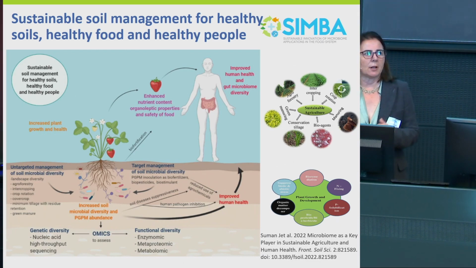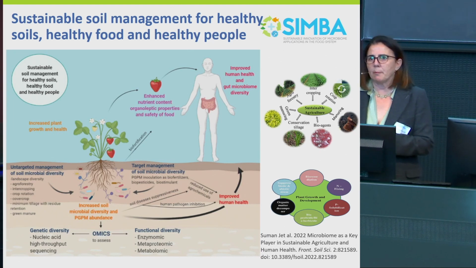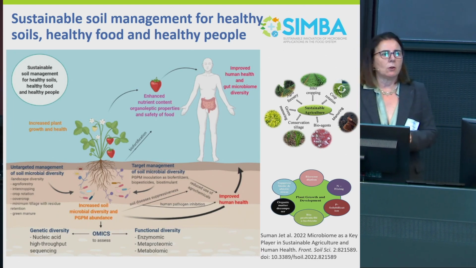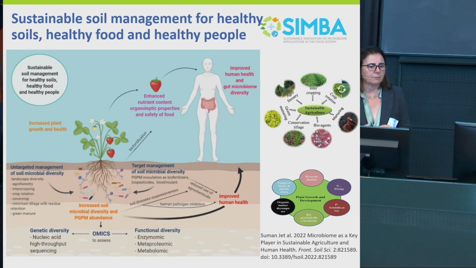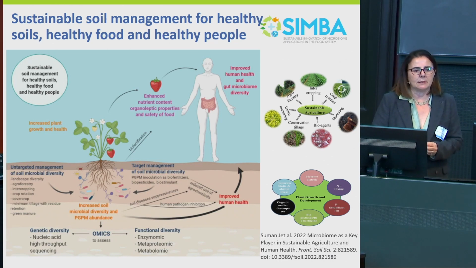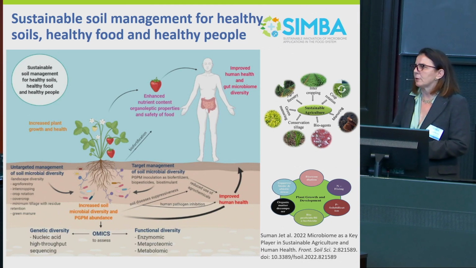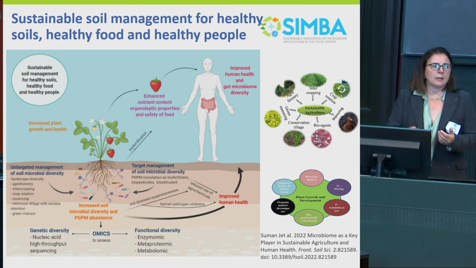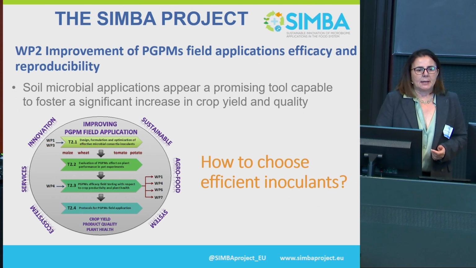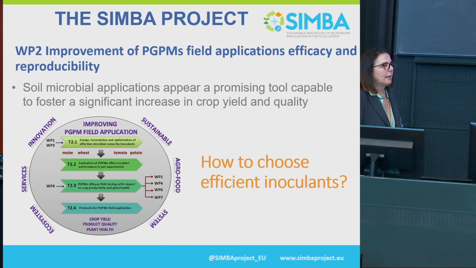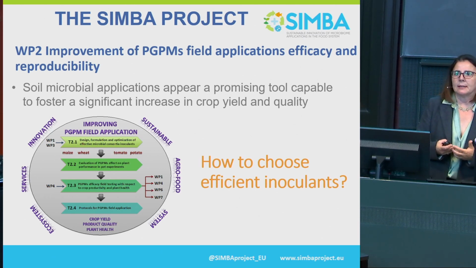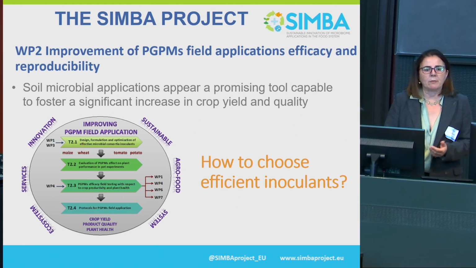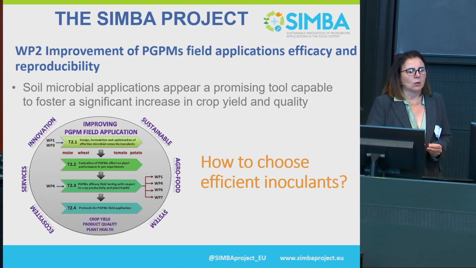Sustainability in agriculture can be pursued with two main approaches: by working on the management of soil and by using new solutions based on microbes that are present in the soil. In this way, we can favor crop production, but also healthy food and healthy people. And in the SIMBA project, we started with the selection of microbial consortia combining beneficial microbes in order to favor crop yield and crop quality.